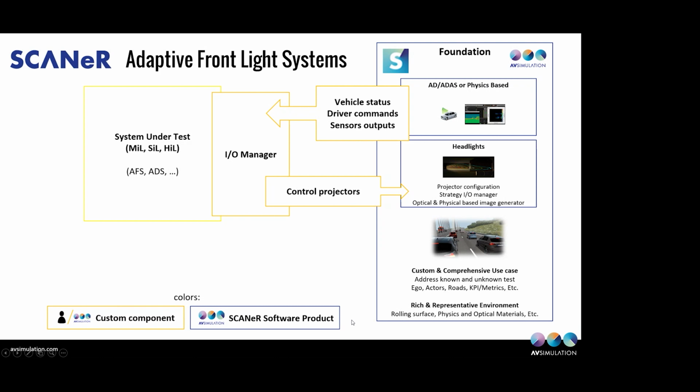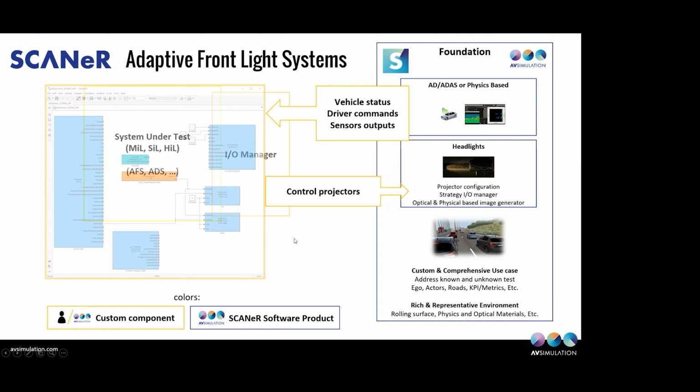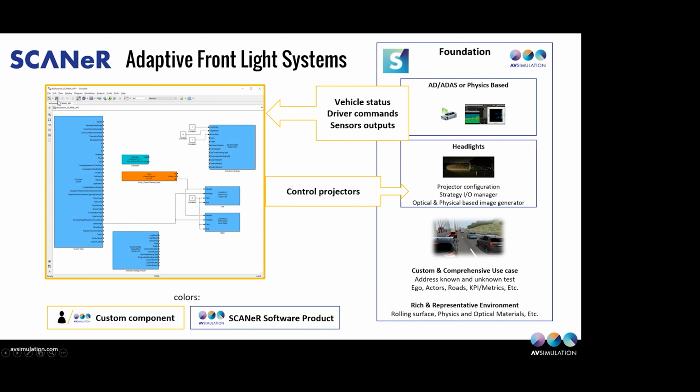And also keep in mind that we have rich and representative environments that can be incorporated into the simulation. We're able to take into account the rolling surface, the different kinds of curvatures, banking of the road, etc. The actual physical and optical materials, different kinds of actors, different kinds of events. So this is really a representative simulation with which you can test and validate your headlamps products. And as you can see here, this is connected directly to Simulink, for instance.